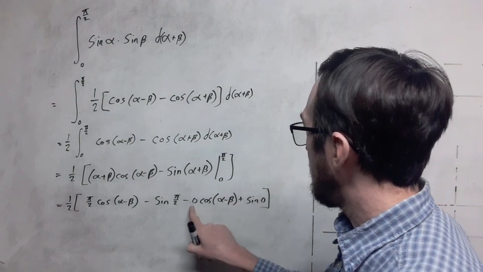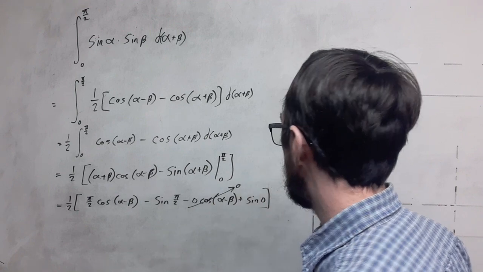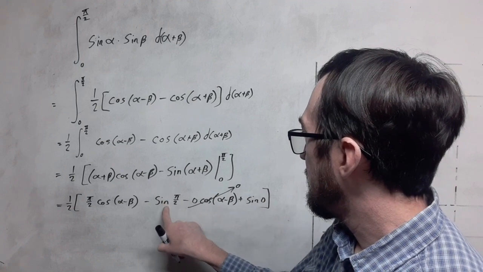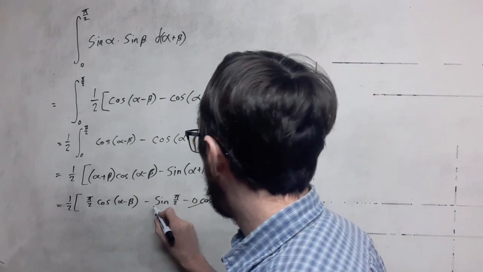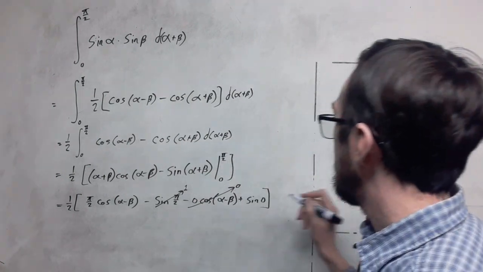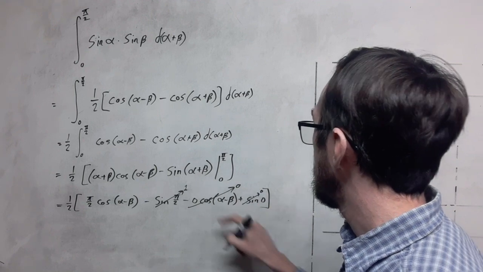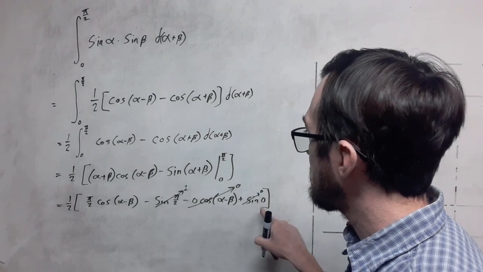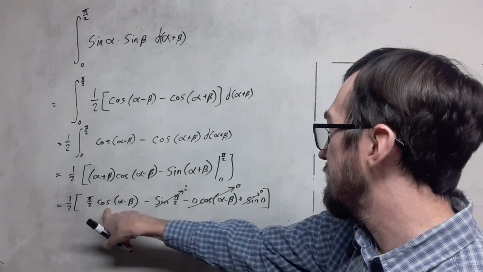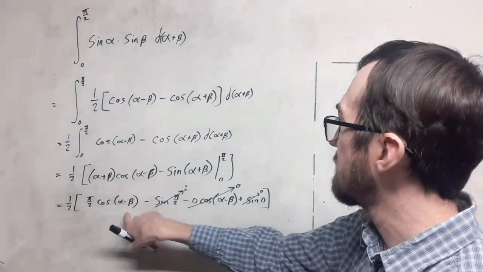First of all, this is a product involving 0, so this piece right here goes to 0. We have the sine of pi halves is 1. And then the sine of 0 is 0. So these last two terms go to 0, and we have 1 here. And then there's nothing to do with this. We haven't established what either of these angles are.